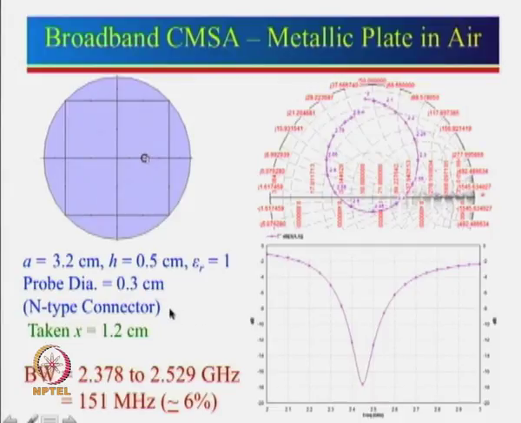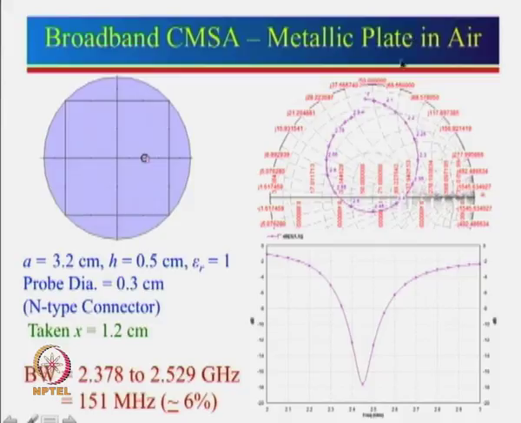Many a times the question also comes, what type of connectors to be used where? Generally speaking, N type connectors are good up to about 3 gigahertz. People do use them at higher frequency also, but that is a general thing. SMA connectors, which have a probe diameter of 0.12 centimeter, generally are used up to about 18 gigahertz, and in millimeter waves we use K connector. The diameter of K connector is 0.03 centimeter.